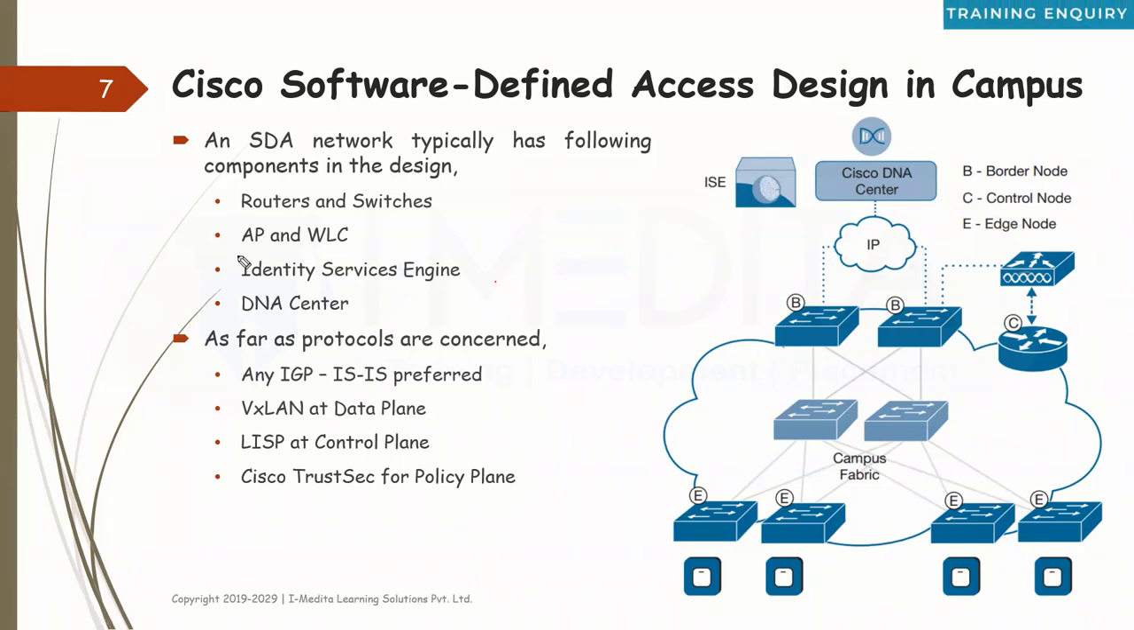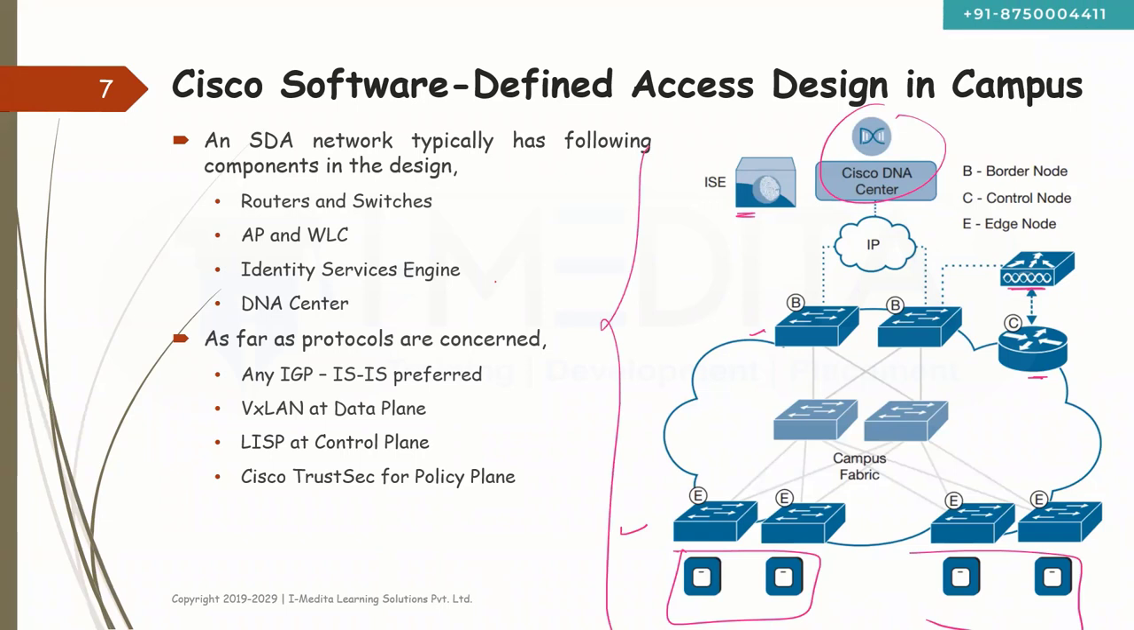Right. So when it comes to the components, these are the components that we typically see in the SDA environment. For example, switches, routers, fabric-enabled WLC, ISE, DNA Center, access points. All these things are part of the SDA solution.